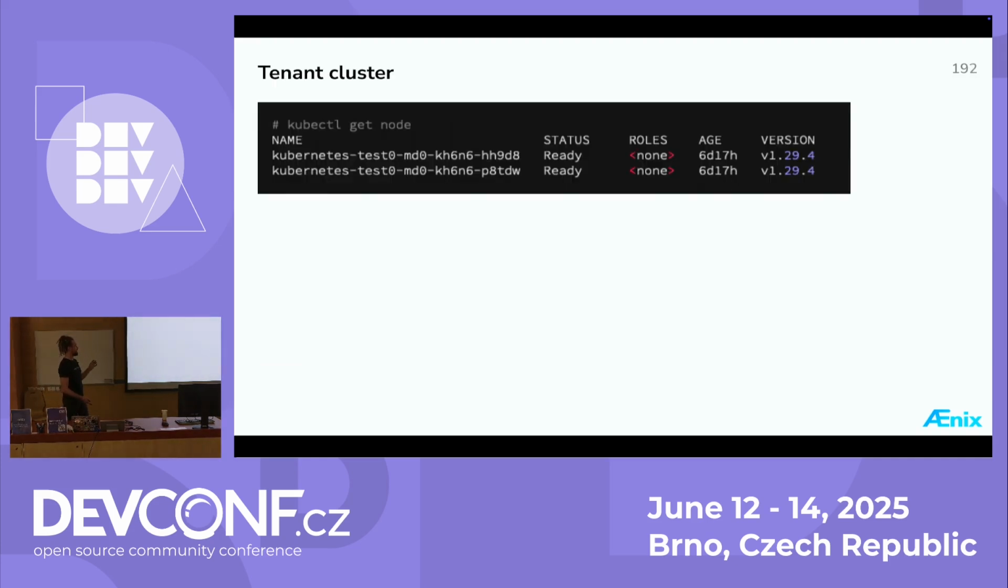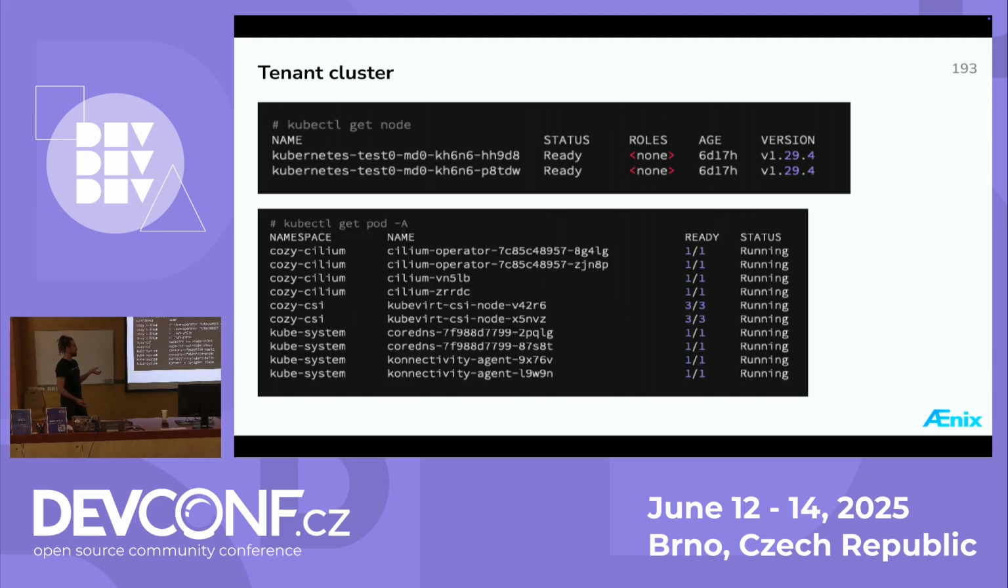If we run get node, you will see these 2 nodes created, and there is a set of components delivered by FluxCD into the tenant cluster.